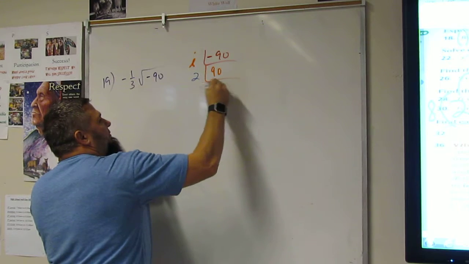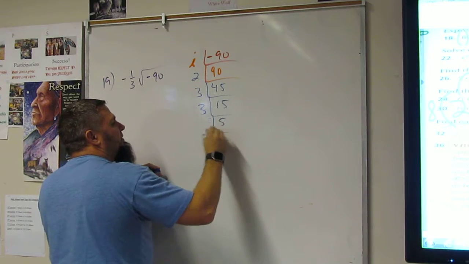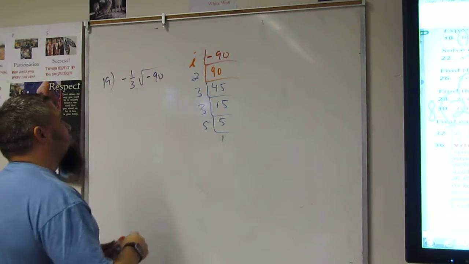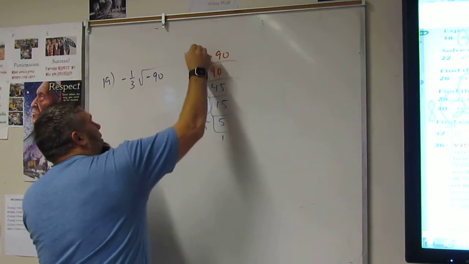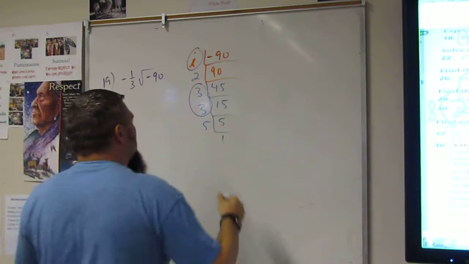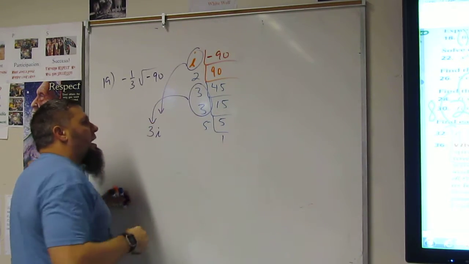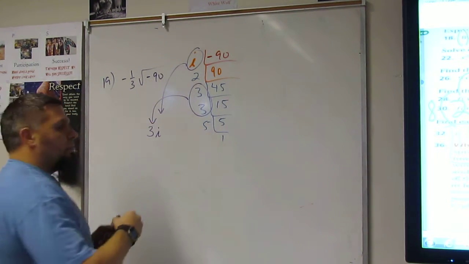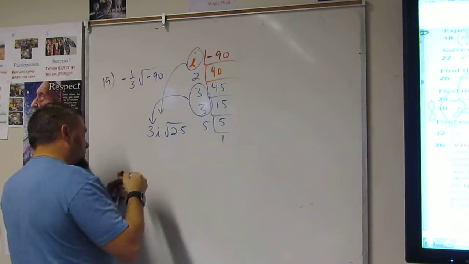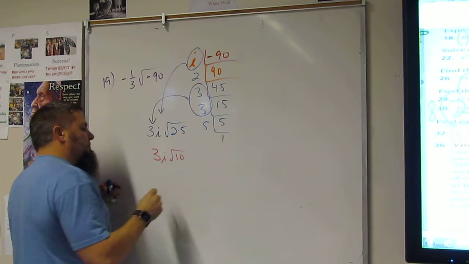2, 45. 3, 15. 3, 5. 5, 1. When I get to 1, I'm done. I'm going to circle my pairs. I can circle my i too if I want, because i comes out automatically. Okay? The 3 comes first, then the i, and then whatever's left stays in the box. 2 and 5. So what I'm left with is 3i square root 10.